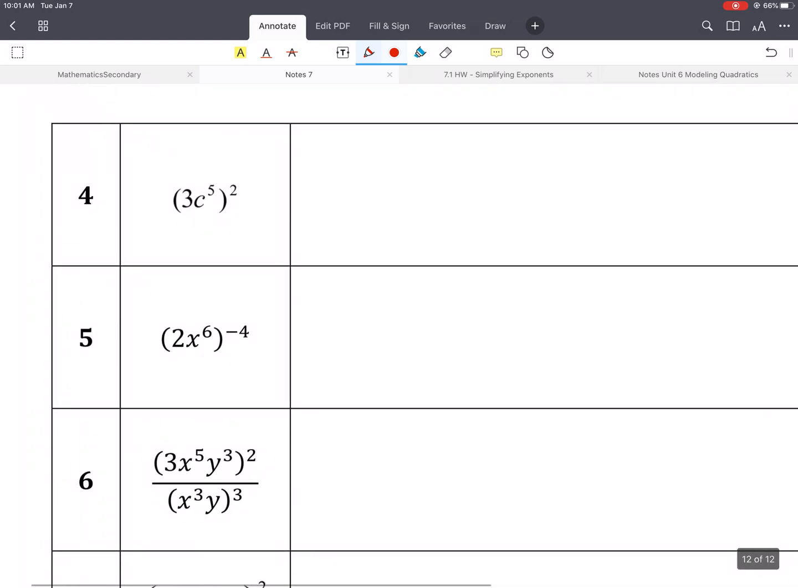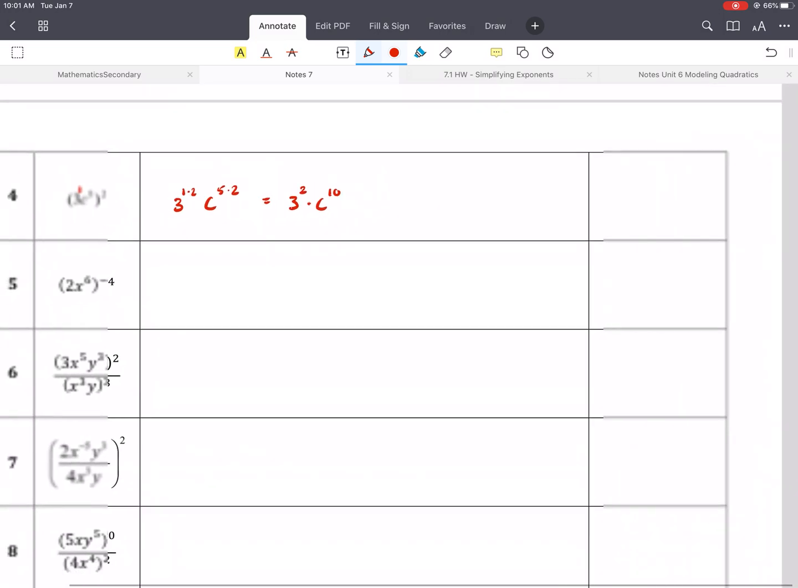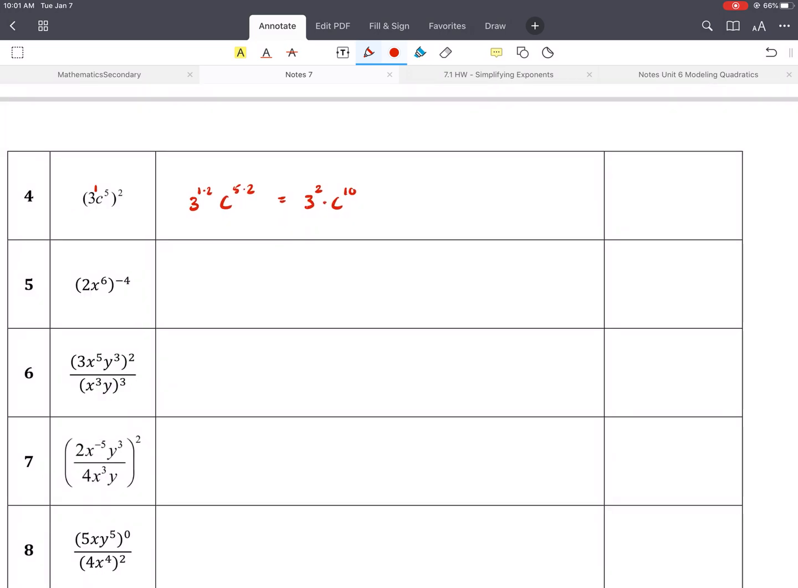All right, some more. Again, you could say that as a 1, so that would be 3 to the 1 times 2, and c to the 5 times 2. That gives us 3 squared times c to the 10th. Okay, and then we can simplify 3 squared, that's just 9 c to the 10th.